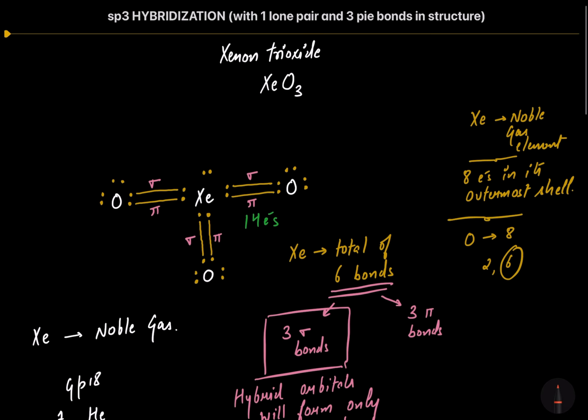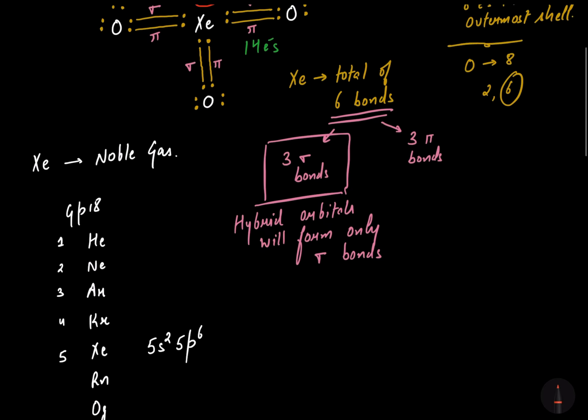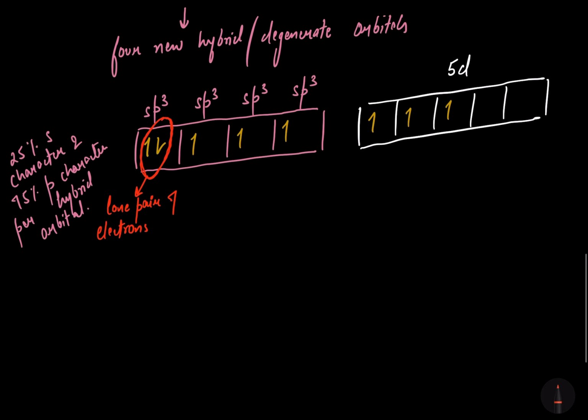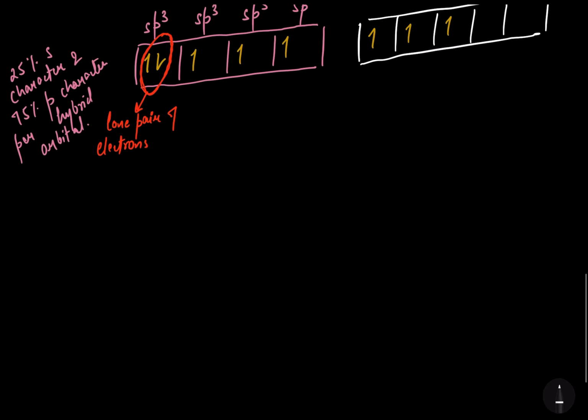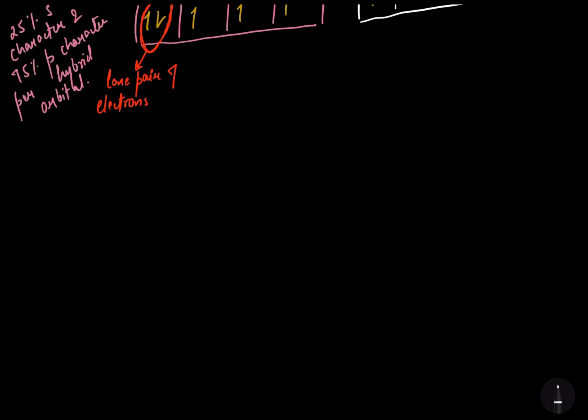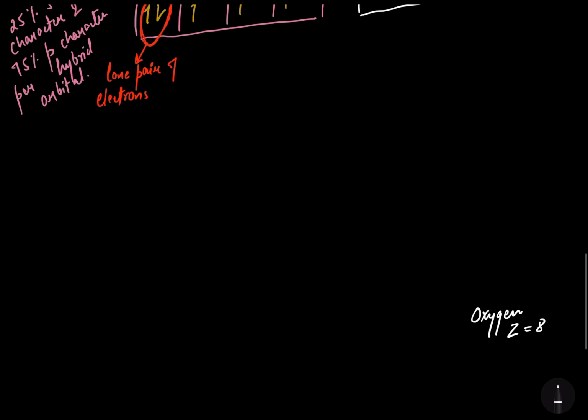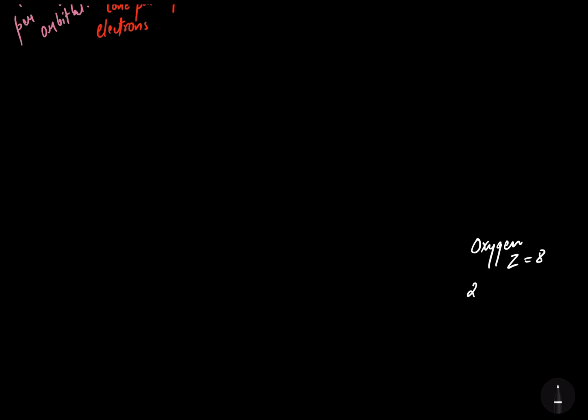Here we are having this to be the lone pair of the electron. This is the lone pair which we have got in the hybrid orbitals. Now let's talk about the oxygen over here. What's the atomic number of oxygen? That's 8. So what will be the configuration? That will be 2s2 2p4.